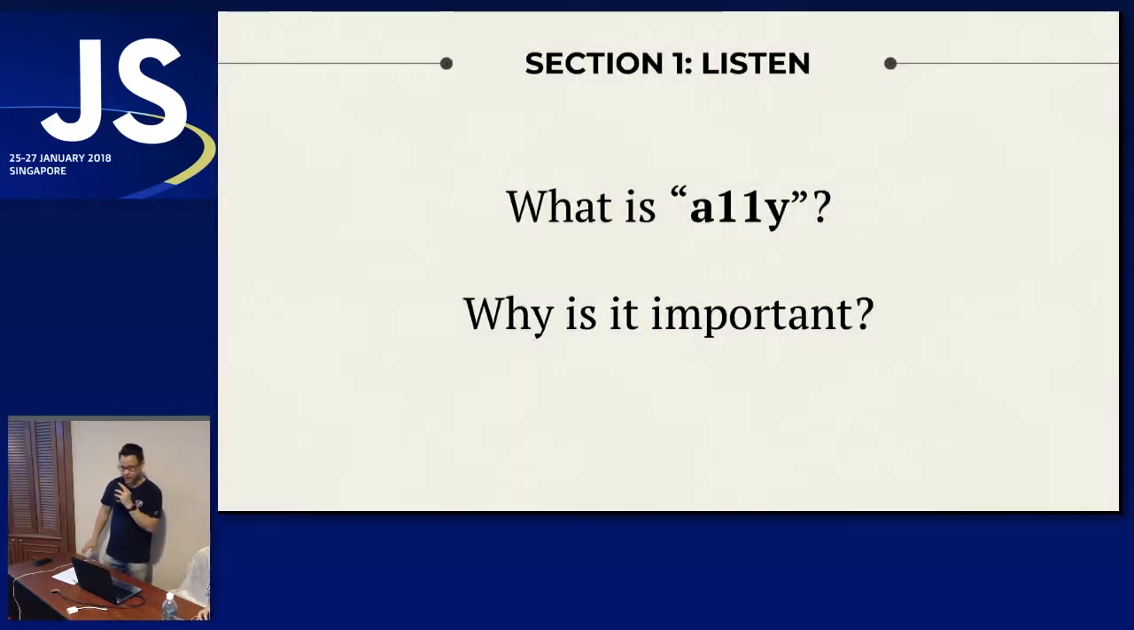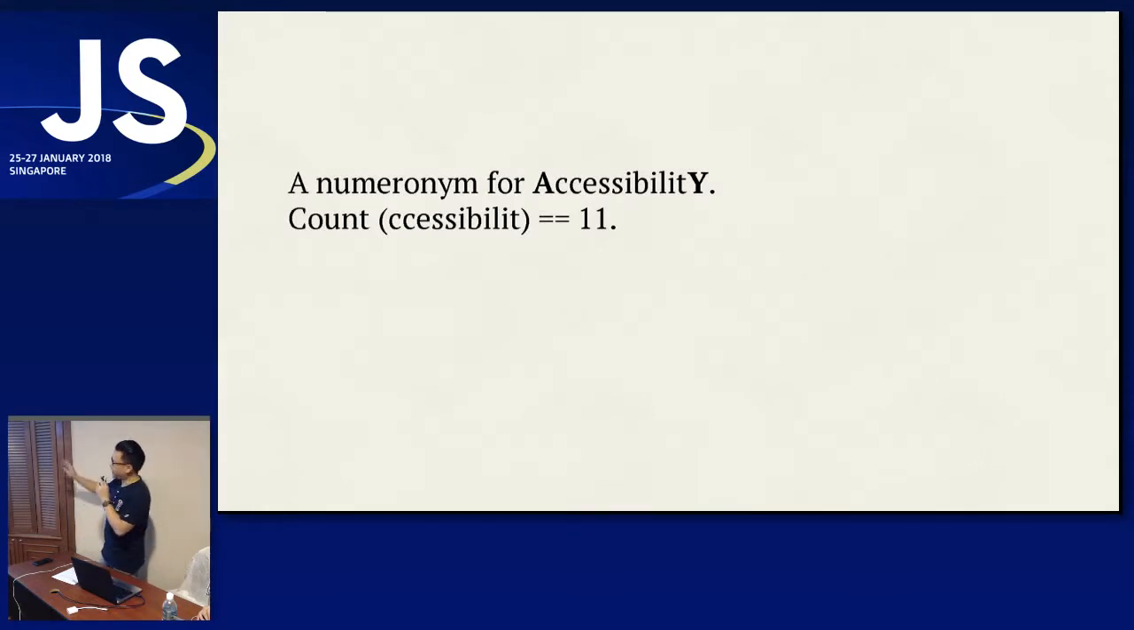So the first part, what really is A11Y? So we use this term quite a lot, A11Y. And why is it important? So essentially, A11Y is a numeral name for accessibility. The reason why they came up with such a term was because blind people use Twitter as well. They want to fit everything in 140 characters. So that's why they came up with this little shortcut as well, right?